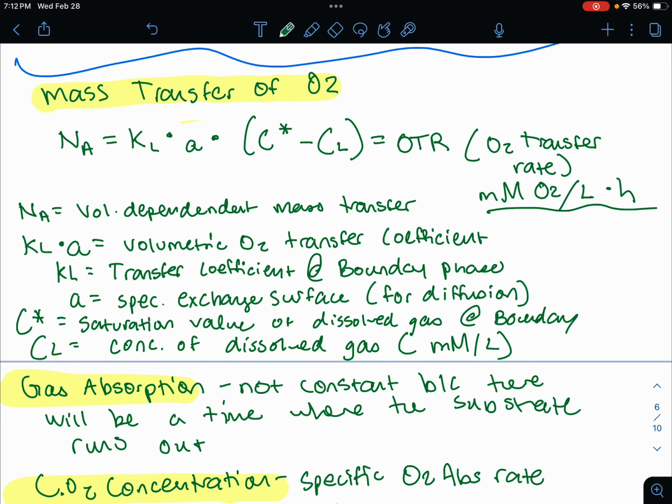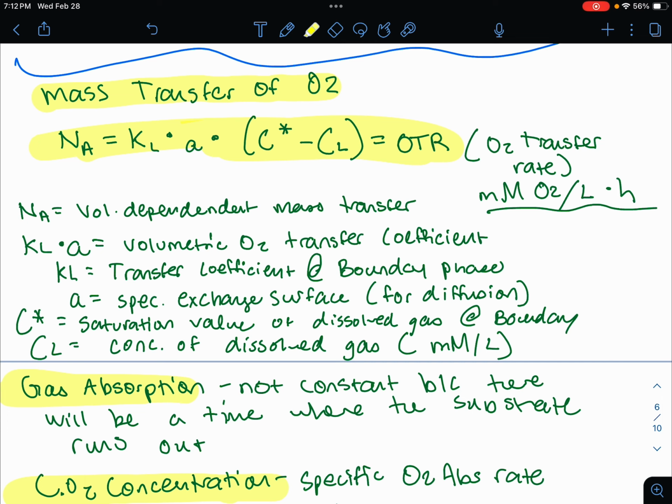Alright, so mass transfer of oxygen will be N_A equals K_L times A times (C* minus C_L), and that whole equation is going to equal the OTR, also known as the oxygen transfer rate, in millimolar O2 divided by L times H. That is a mouthful.